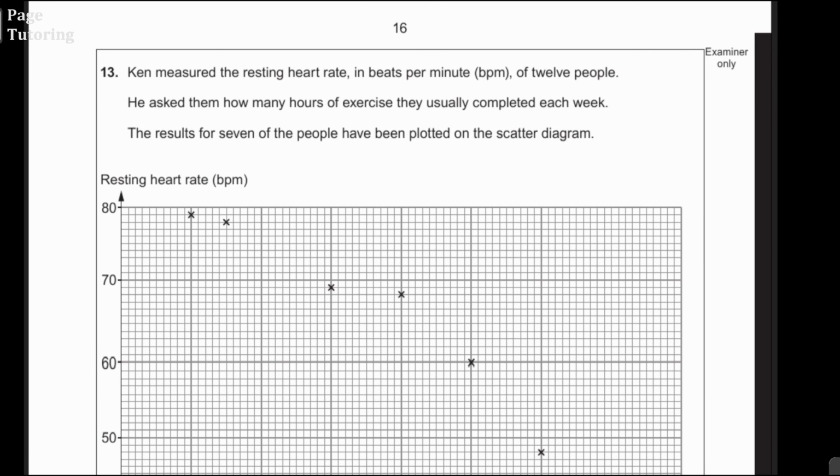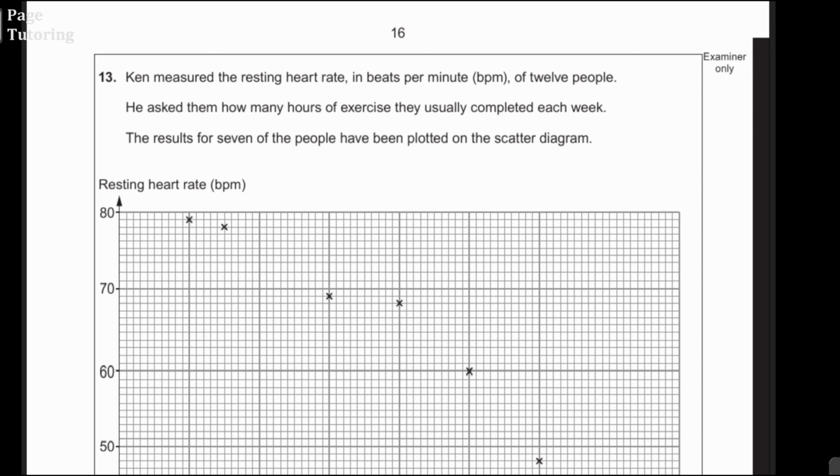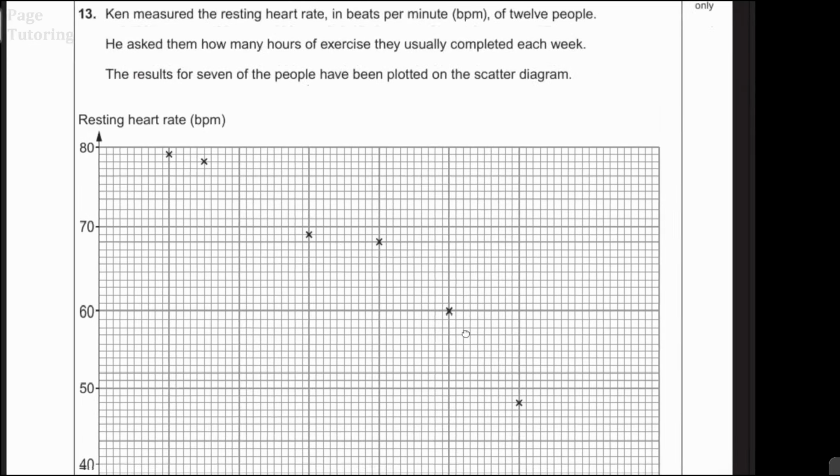So Ken measured the resting heart rate in beats per minute, so BPM, of 12 people. So he should have 12 data points at the bottom. He asked them how many hours of exercise they usually completed each week. And the results of 7, so we've not plotted all the points yet. So this shows the importance of reading the question. The results of 7 of the people have been plotted on the scatter diagram. So there's 7 points already plotted here.